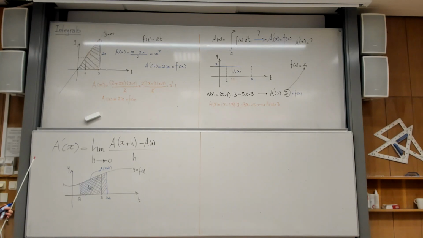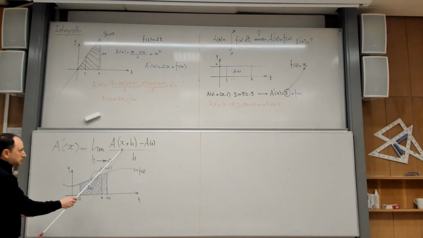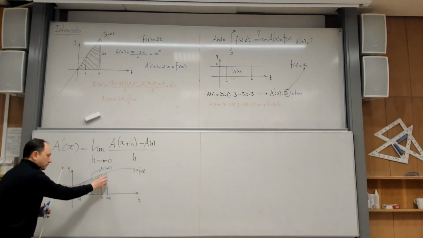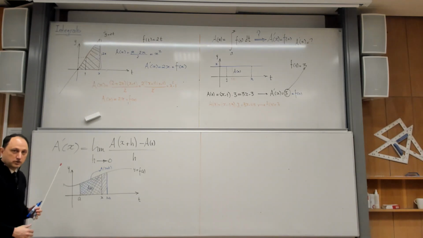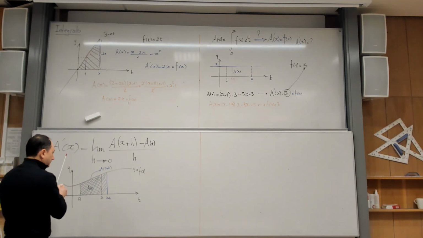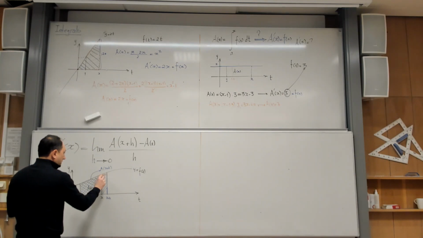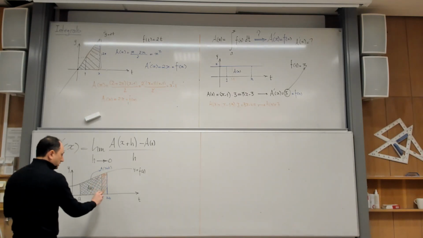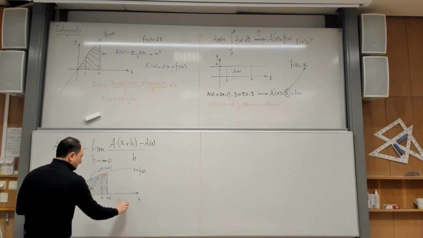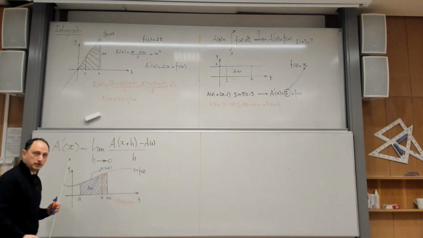X plus h minus x? Yes, but in the picture, I mean. It's only the blue part. Only the one which is colored with blue, yes? That part. So this one, let me try to color it in this way. This one that you see is A of x plus h minus A of x.